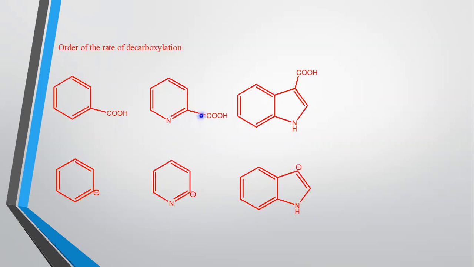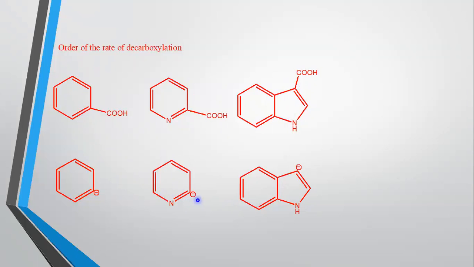So for that, we first need to generate the anion after removing carbon dioxide, and this is the anion generated from this compound, and this is the anion generated from this compound after CO2 elimination. Looking at the stabilities of the anions, we can decide the rate of decarboxylation.